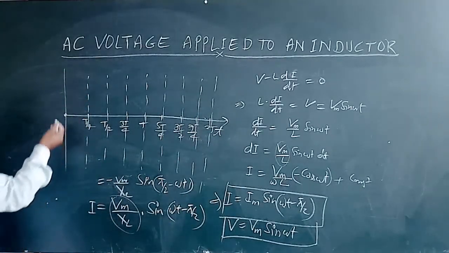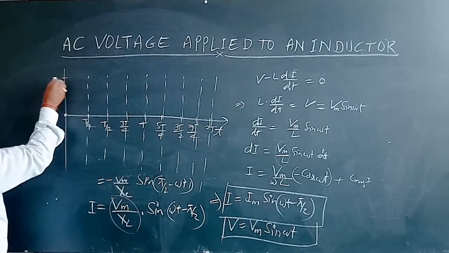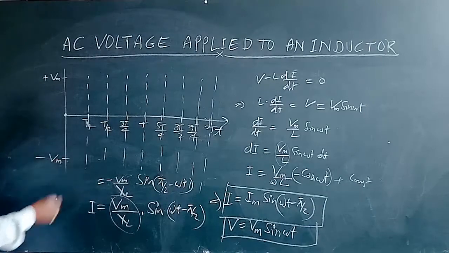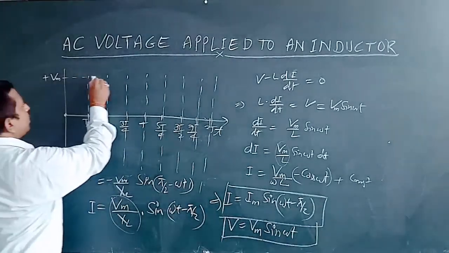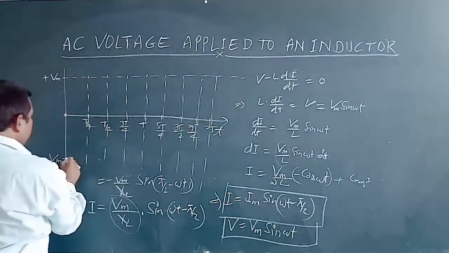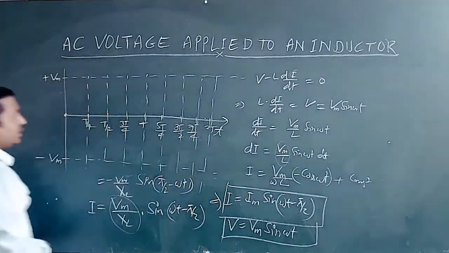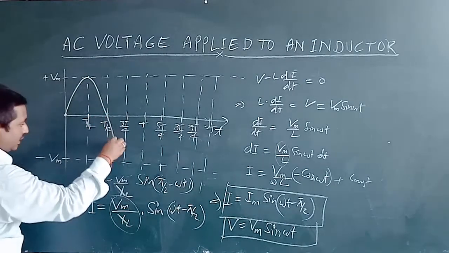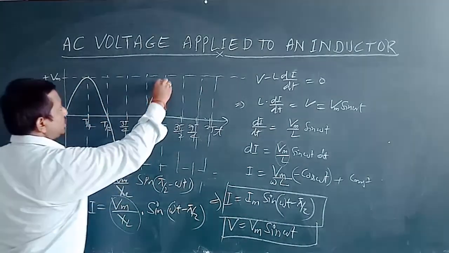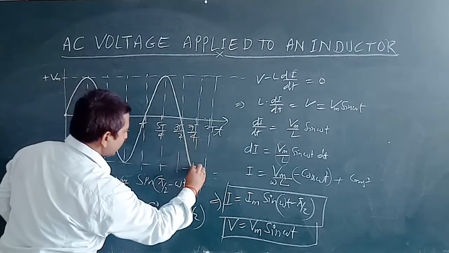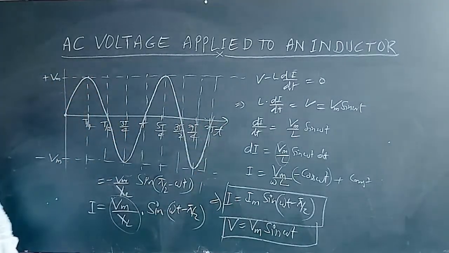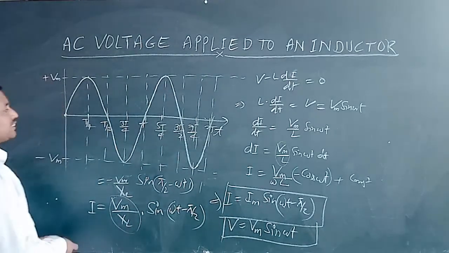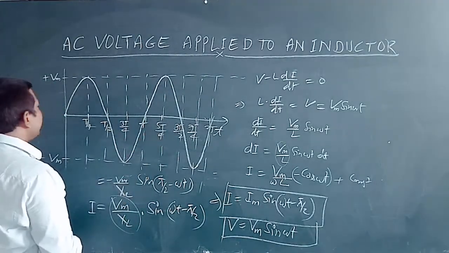Suppose that the maximum value of the voltage is Vm, so plus Vm is here and minus Vm occurs here. If you plot a graph for the voltage or potential applied across the inductor, then the graph will be nearly like this. Okay, so this is the graph representing the potential across the inductor, and we can easily draw the graph which represents the current flowing through the inductor.